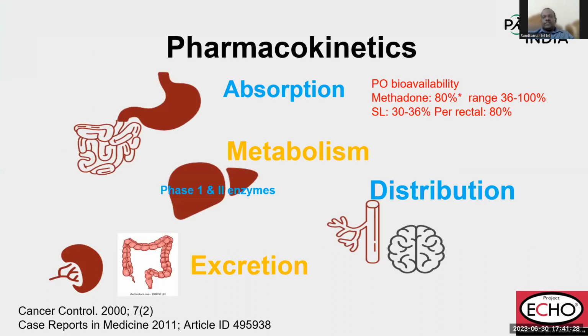Methadone is absorbed orally, but in contrast to morphine, methadone can be given sublingually, and 30 to 36% is the bioavailability after sublingual administration. Morphine is not recommended to be administered sublingually, so that's one thing you have to know. Parenterally also, methadone can be administered. We have only oral formulations in India, but injections are available outside, in other countries.